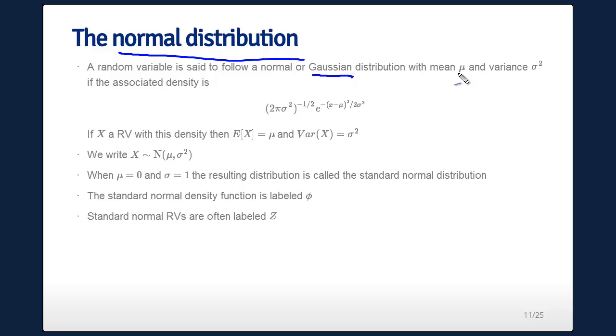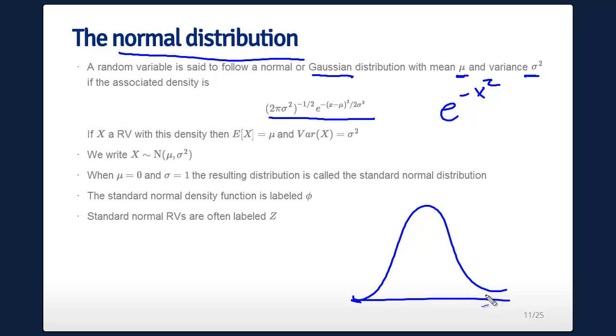So the normal distribution is specified by two parameters, a mean and a variance. Remember, a population mean and a population variance. Its associated density is that guy. It's basically e to the minus x squared, normalized in the right way, and it looks like a bell curve, the famous so-called bell curve. If X is a random variable having this density, then the expected value of X is mu, and the variance of X is sigma squared, and we write X tilde Normal(mu, sigma squared) to denote that the random variable follows a normal distribution. When mu equals 0 and sigma equals 1, we call it the standard normal distribution. For the standard normal, the density function is usually labeled a lowercase phi, and the distribution function an uppercase phi. Standard normal random variables are often labeled Z variables.